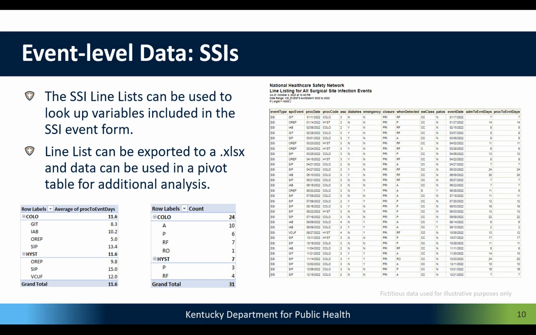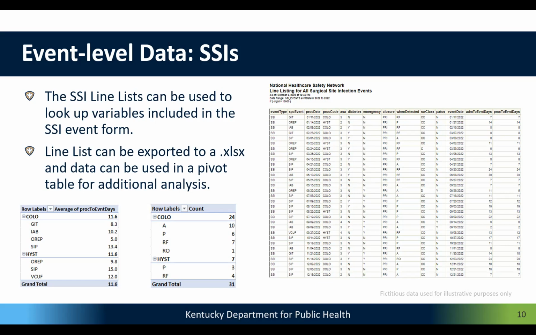Additional data elements that could be included are if the SSI was associated with a secondary bloodstream infection. Did the patient have COVID-19? And the particular pathogen that was identified. Line lists can be exported to Excel for further analysis.